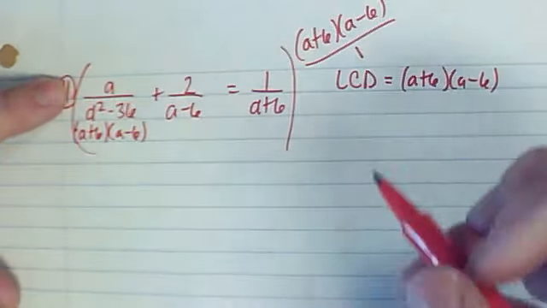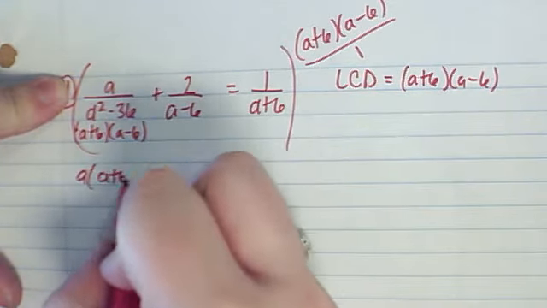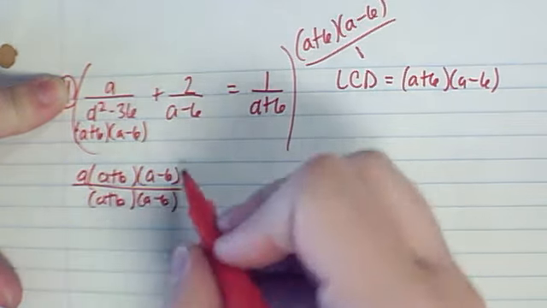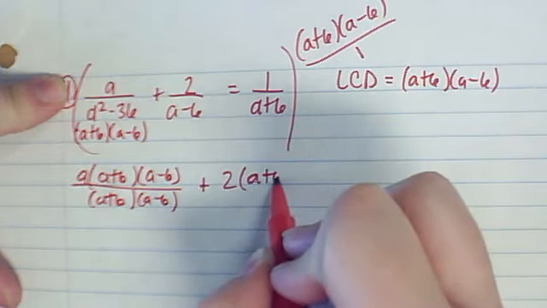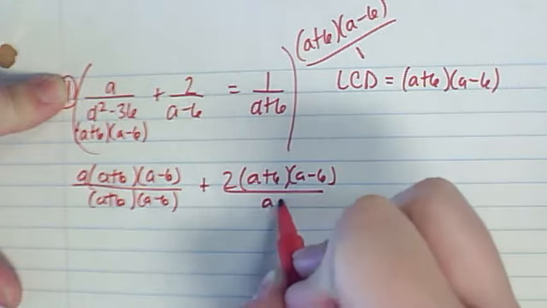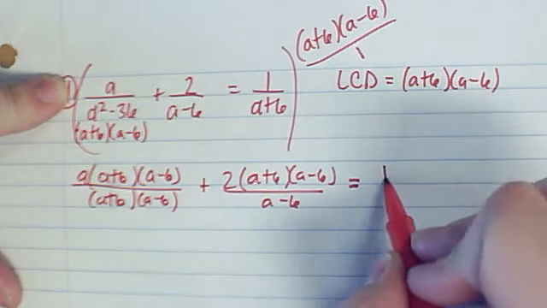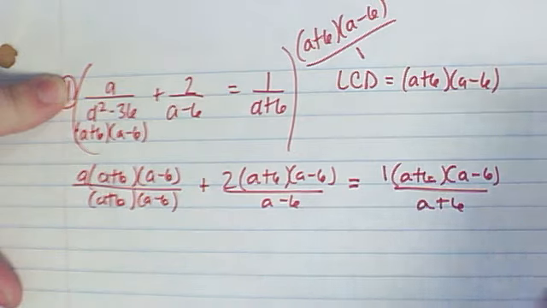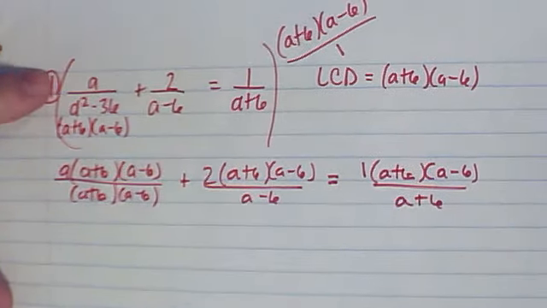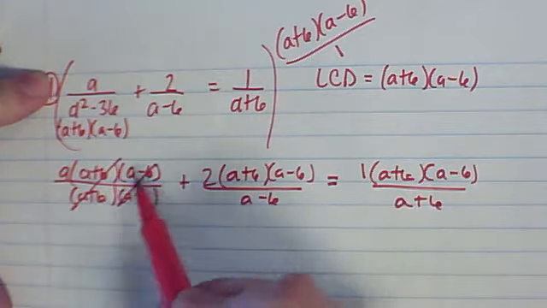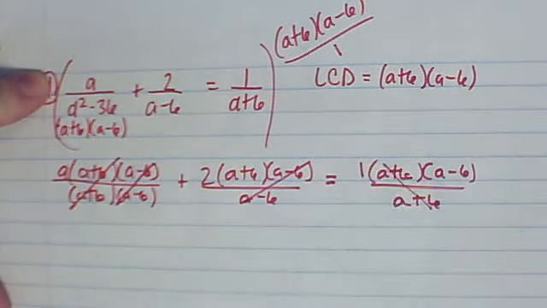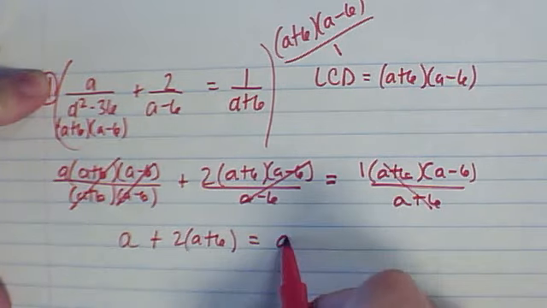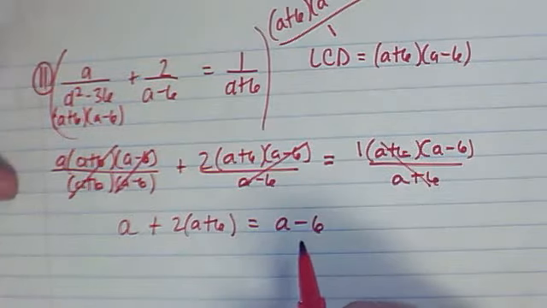So when I distribute this to each piece, I have a times a plus 6 times a minus 6 all over a plus 6, a minus 6, plus 2 times a plus 6, a minus 6 over a minus 6, equals 1 times a plus 6, a minus 6 over a plus 6. I know it still looks a little bit complicated, but if we cancel everything that's in common, I'm left with a plus 2 times a plus 6 equals a minus 6. Now this is a much simpler problem to solve.